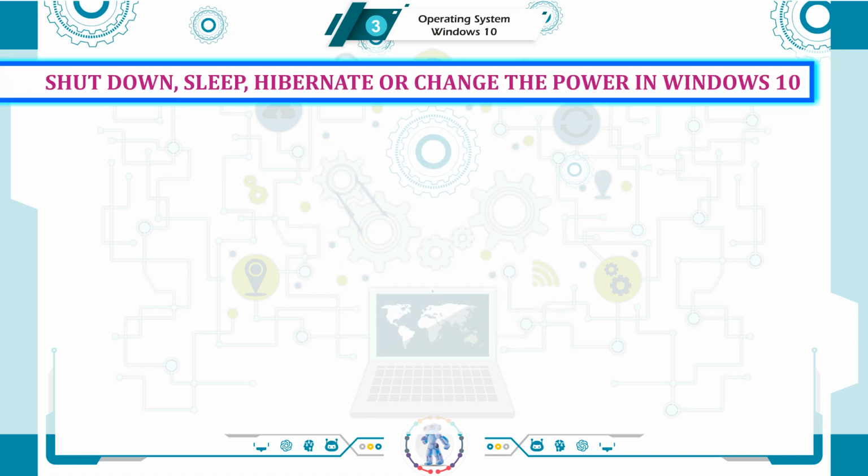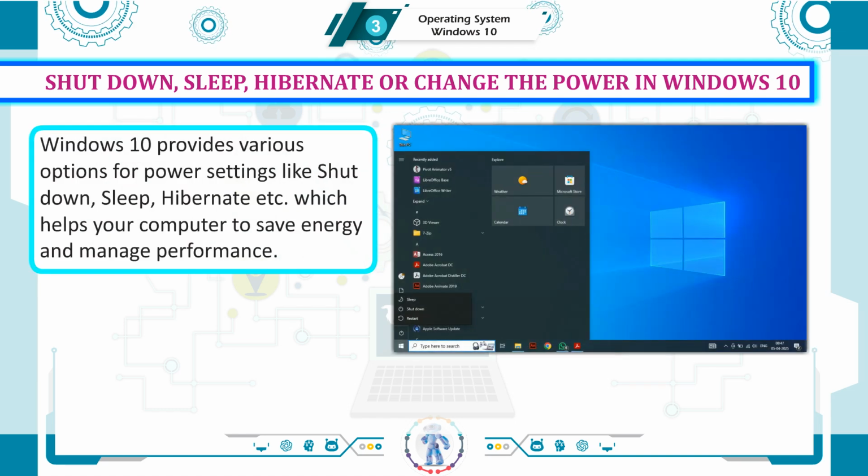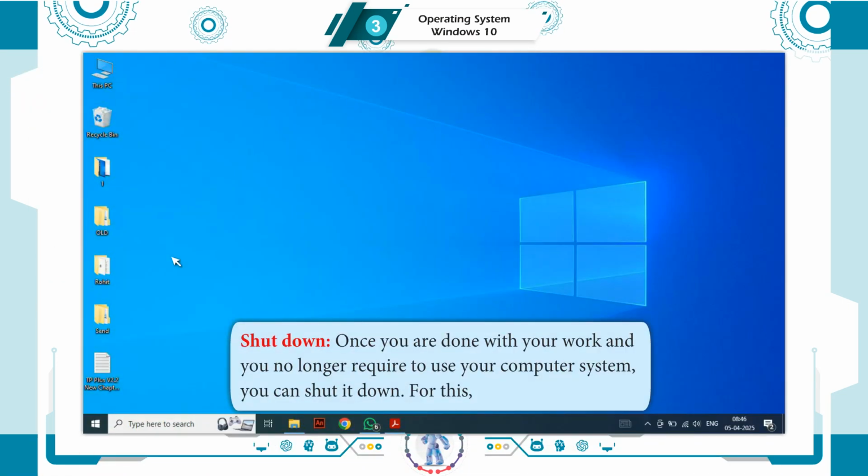Shut down, sleep, hibernate, or change the power in Windows 10. Windows 10 provides various options for power settings like shut down, sleep, hibernate, etc., which help your computer to save energy and manage performance.